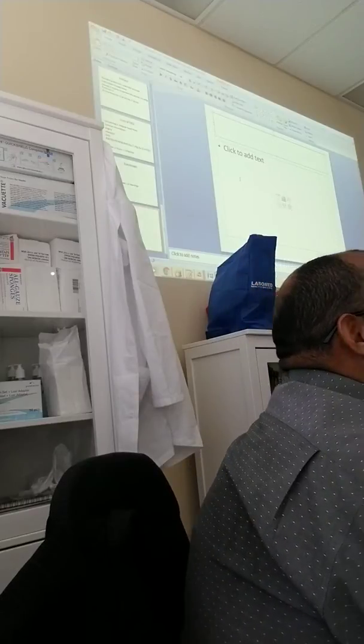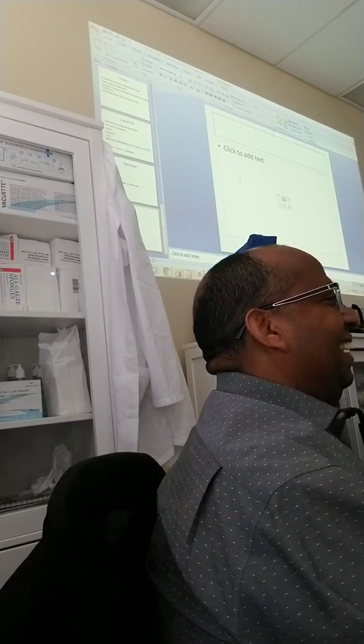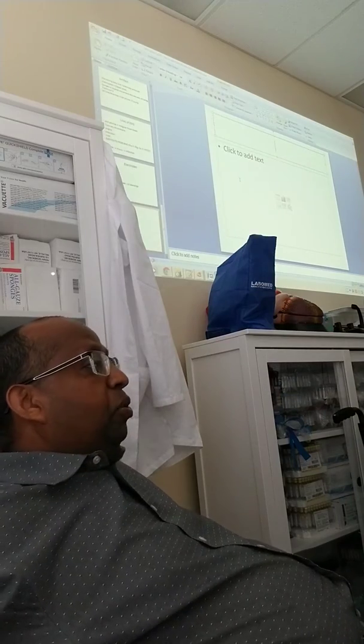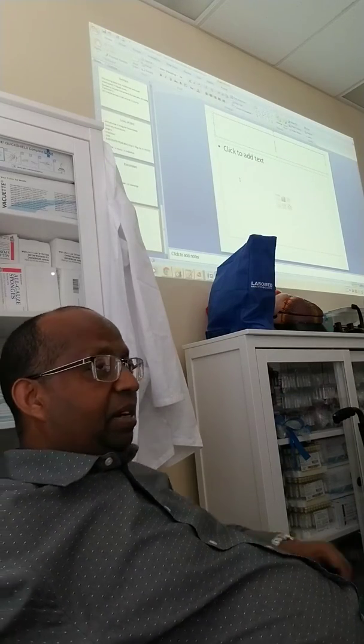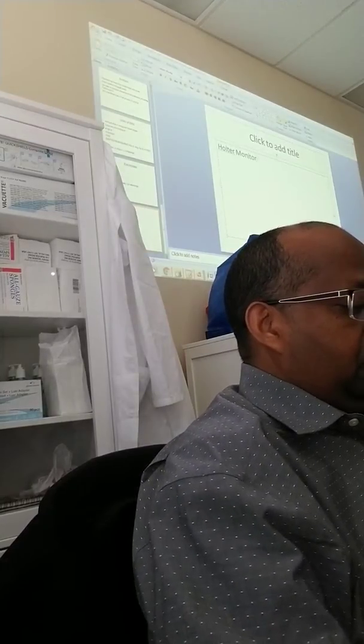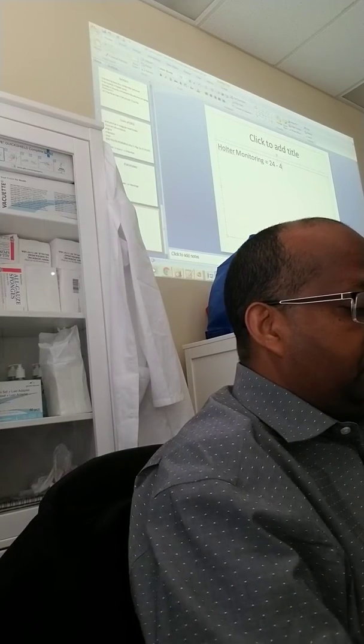So what do you call that machine? The EKG machine. It's called the Holter monitor. After the monitoring starts, the patient wears it for 24 to 48 hours. So you do it at home usually.